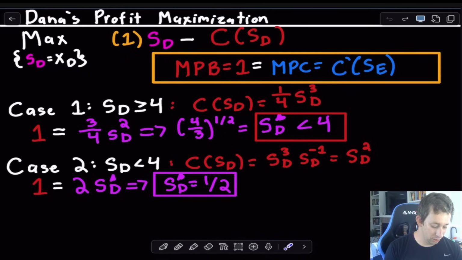But again, the amount of steel production is equal to the amount of pollution. So I can just rewrite that using SDs, and I'm going to get SD squared, which means that the marginal private cost or marginal cost here is 2 SD, which is 1/2.